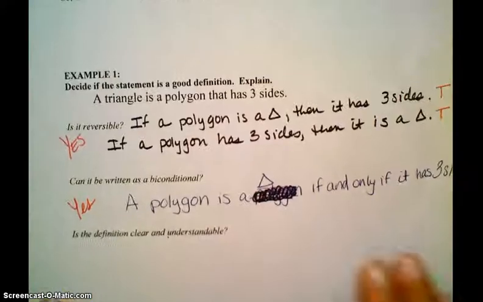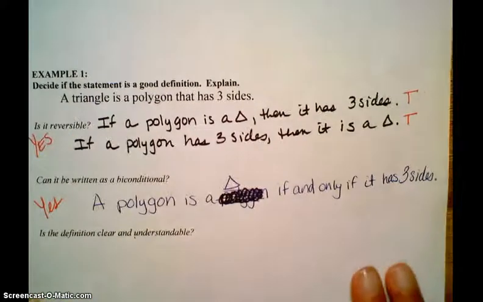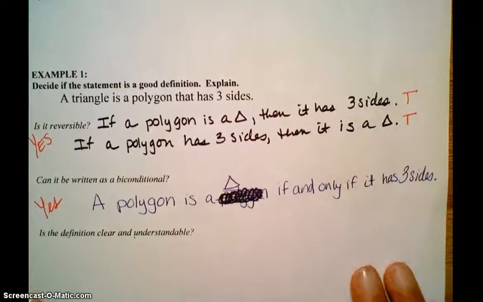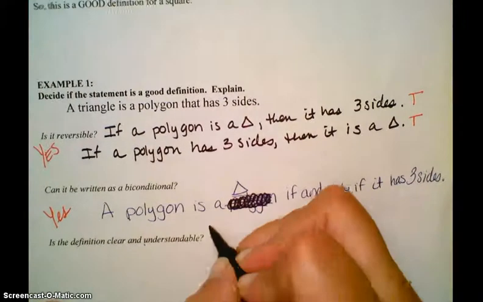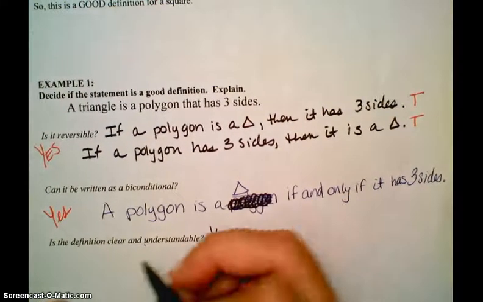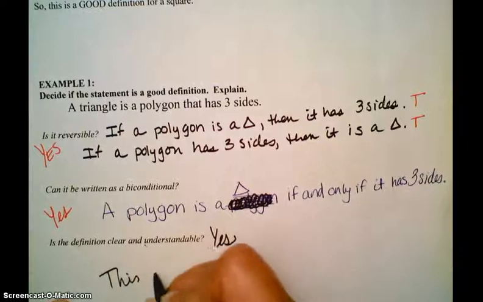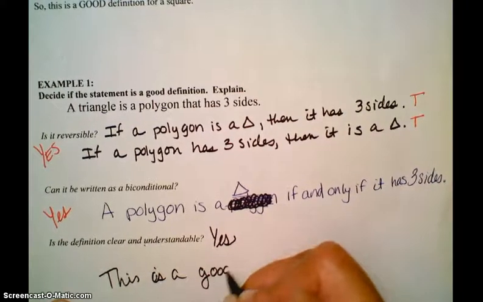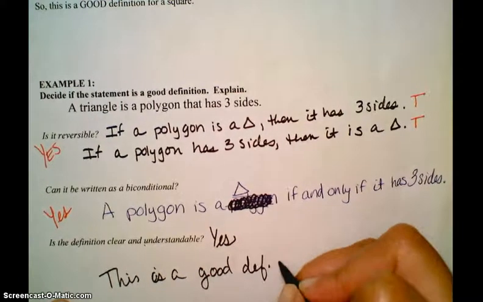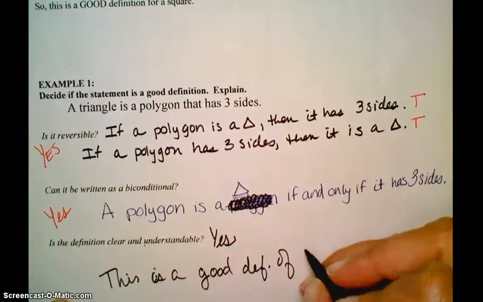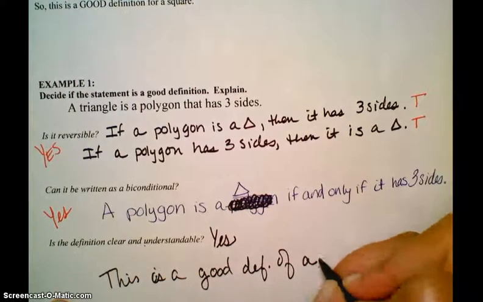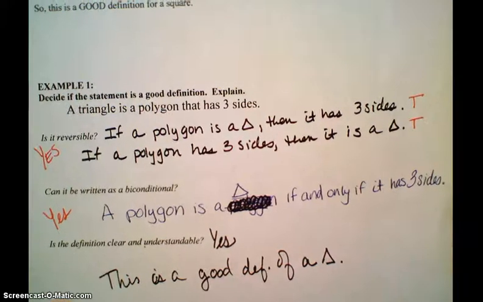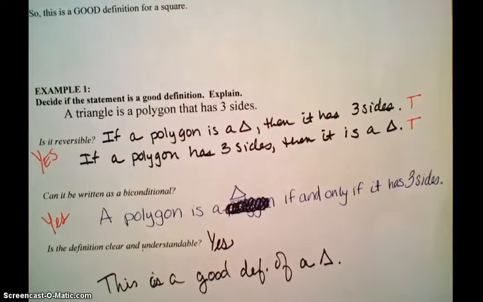And then the third part, is the definition clear and understandable? I think so. So if we answer yes to that, then we have to say this is a good definition of a triangle. Okay, so let's move on to the last example.